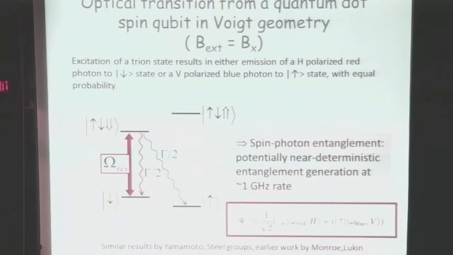So after you wait, you know that the final state of the system is a maximally entangled state where the spin and the photon color and the polarization in this case are maximally correlated. Okay? These experiments were first done by Chris Monroe in trapped ions, then by Misha's group using NV centers, and also by Yamamoto and Steele groups in quantum dots simultaneously.